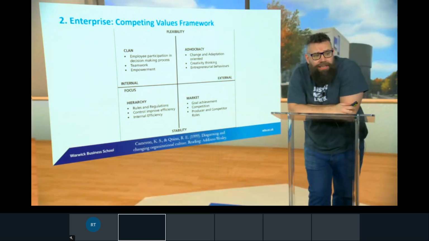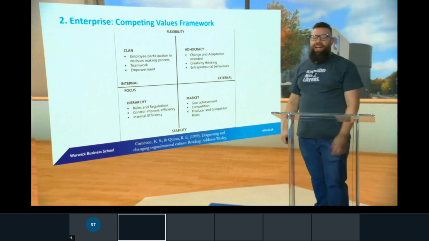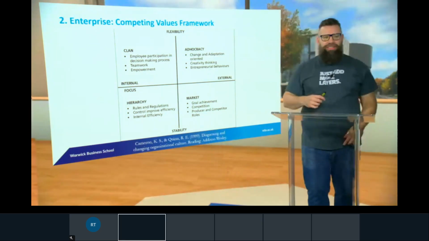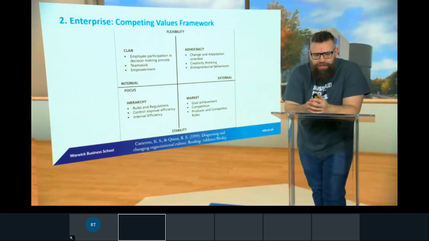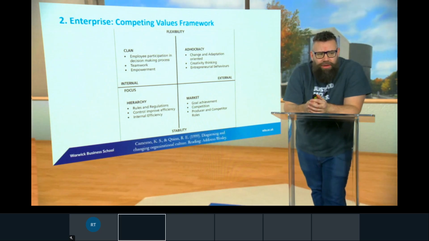Returning to Cameron and Quinn. So here, the y-axis refers to flexibility versus stability, and the x-axis, internal versus external. Let me give you an illustration of these. We'll start in the top left this time. So this top left, they call it the clan culture. This is where we're internally focused, but quite flexible.